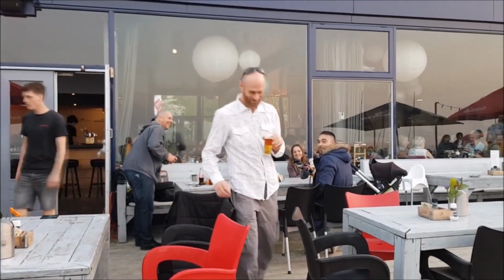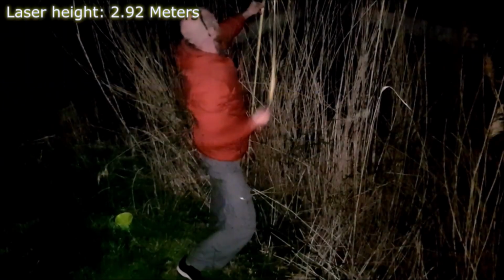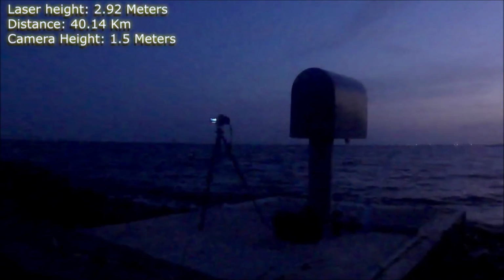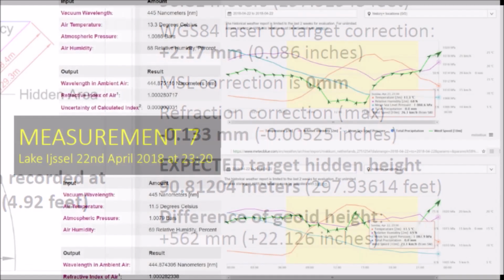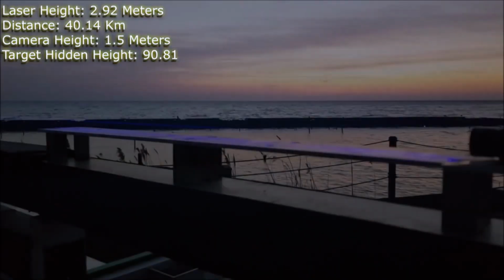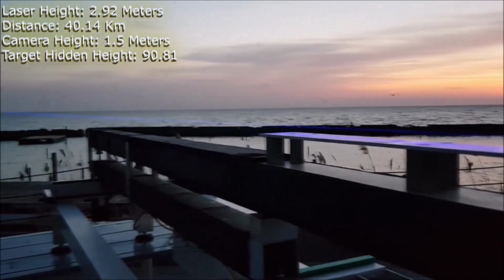Measurement 7, Lake Isle, Target 4. On April 22nd, 2018, at 11:20 p.m., the blue laser was on the saddle at 2.92 meters or 9.58 feet above the lake's surface. It was seen at the target 4 position 40.14 kilometers or 24.94 miles away at a height of 1.5 meters or 4.92 feet above the lake's surface. The parameters and outcome of measurement 7 were the same as the one from the previous night. The only difference was the maximum refraction of 0.133 millimeters caused by the slightly different ambient conditions. The observers should not have seen the laser at any height below 89.3 meters or 293 feet, but the beam was recorded from a height of 1.5 meters or 4.92 feet.